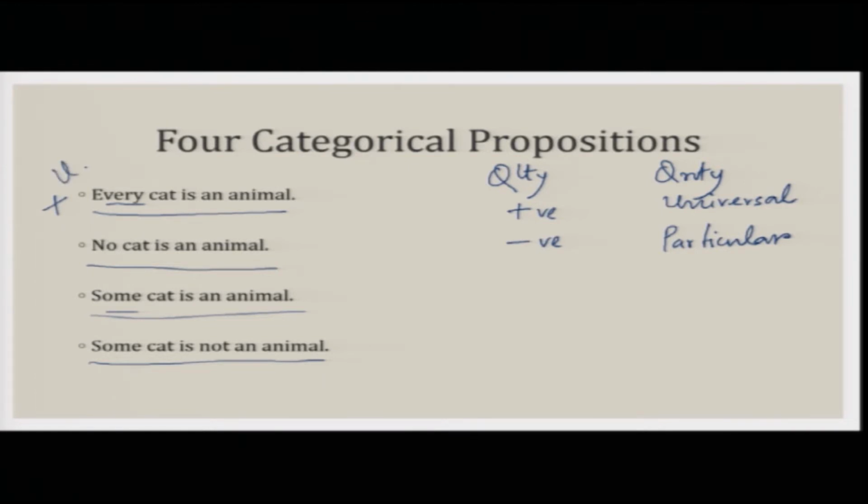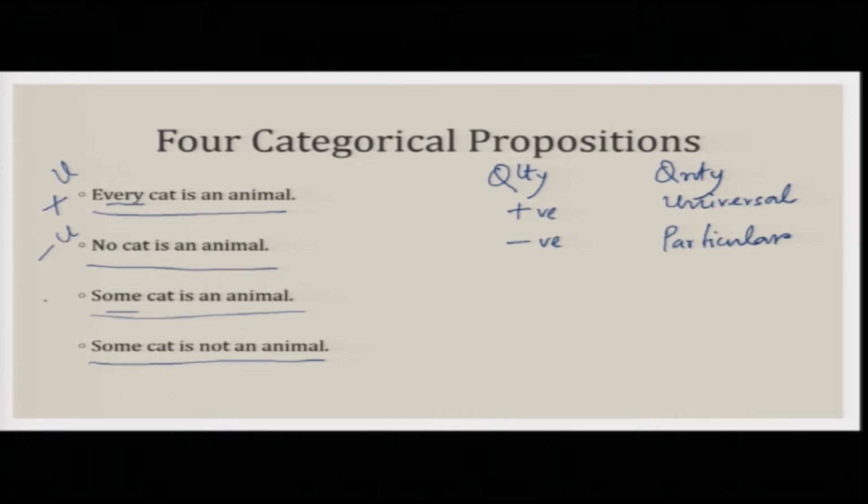And the second sentence, no cat is an animal. Here this is negative, but once again this is universal, because I am talking about all cats. I am not picking out one single cat and talking about it. And then I will vary the quantity, after first varying the quality.